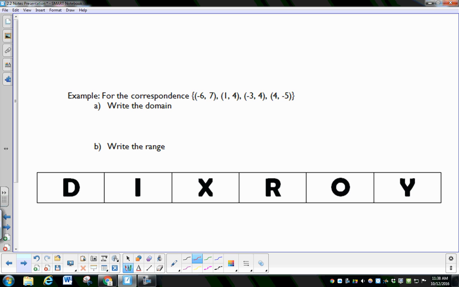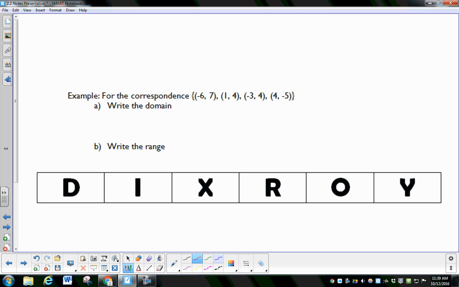All right, so we're going to do another example with domain and range. So points can form a function or a correspondence. So here's a list of points: (-6, 7), (1, 4), (-3, 4), and (4, -5). So just a set of points can also show a function. The way it shows a function is that each x value is assigned to a y value. So whenever you're talking about points or an equation, your x values are the domain.